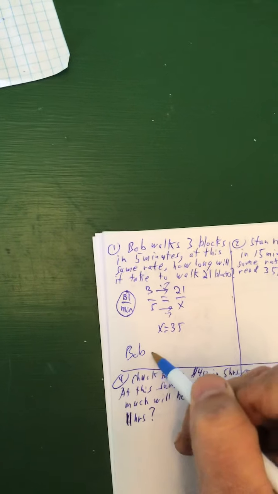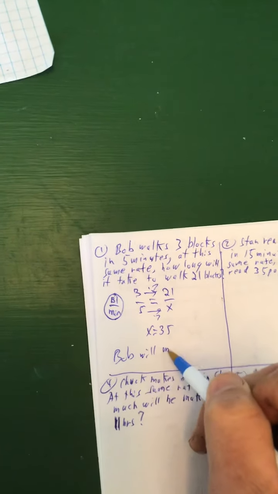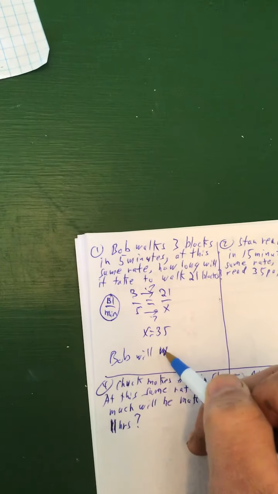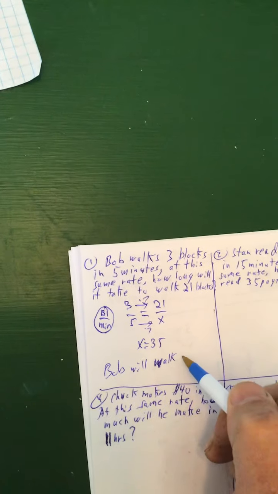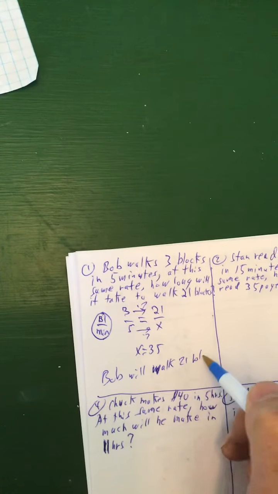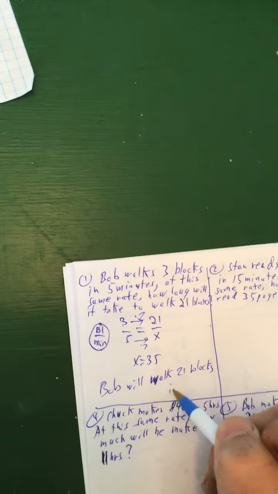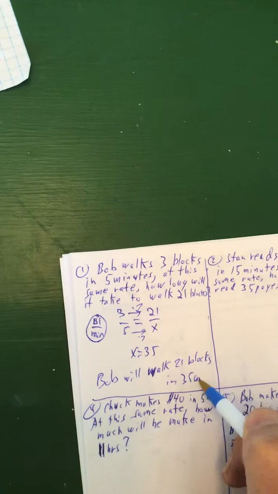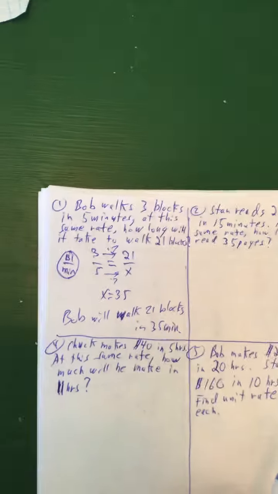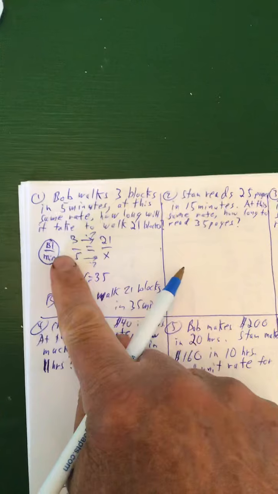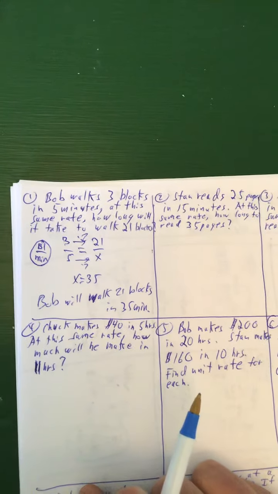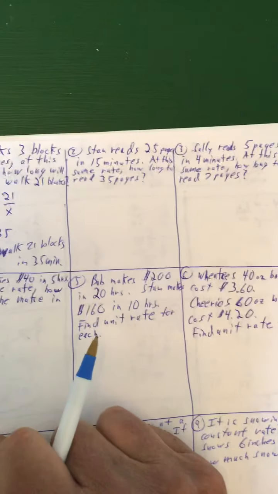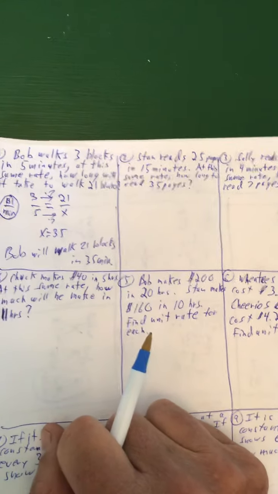Bob will walk 21 blocks in 35 minutes. Make your circle, obey your circle, solve it, write your sentence. Answer the question. So you try number 2 here. It's a lot like number 1.